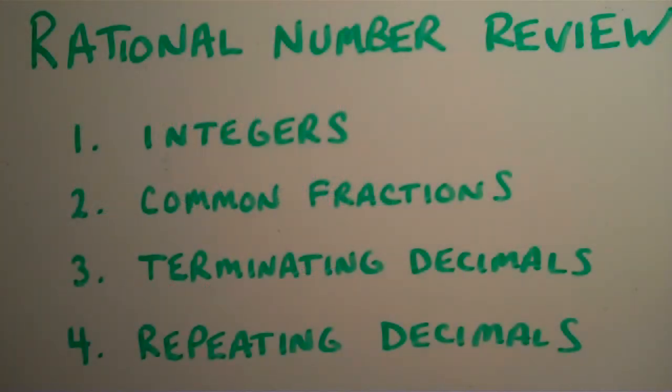So let's do some rational number review. 4 basic things can be rational numbers. Integers, such as 1, 5, 7. Common fractions, such as 2/3, 4/5. Terminating decimals, such as 1.2, 6.5. And then also repeating decimals, 0.3 repeating, 0.5 repeating. These are all examples of rational numbers.